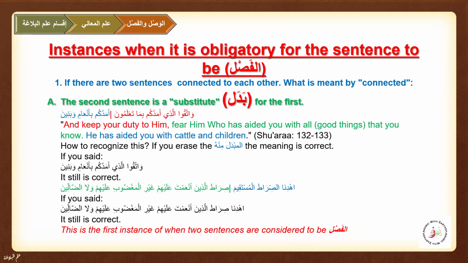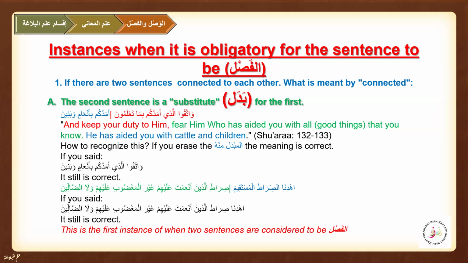So first, sometimes we have two sentences, but there is no wow in between them. That means there is a close link, so there is no need of the harf of wow between the two sentences. The primary reason of not having harf of wow between the two sentences is that there is a very close link between sentence one and sentence two, as if they are the same thing.